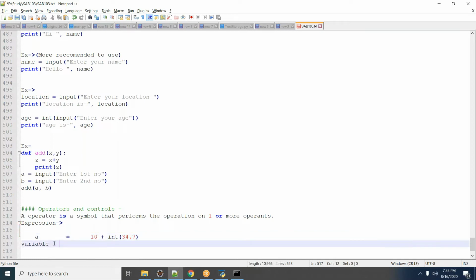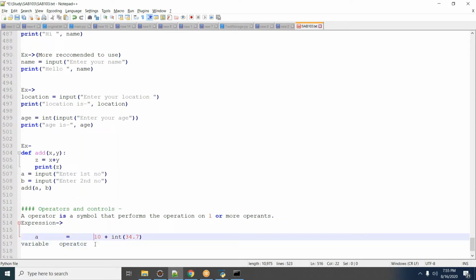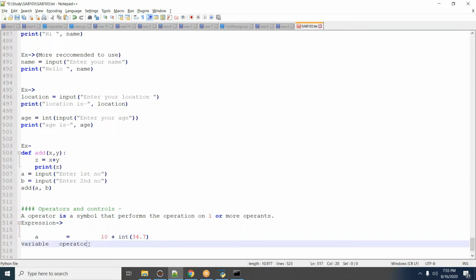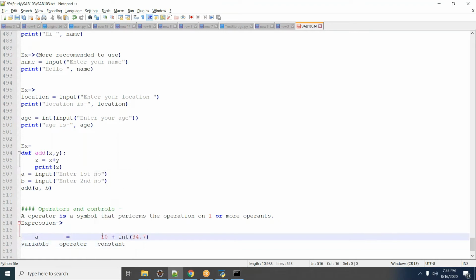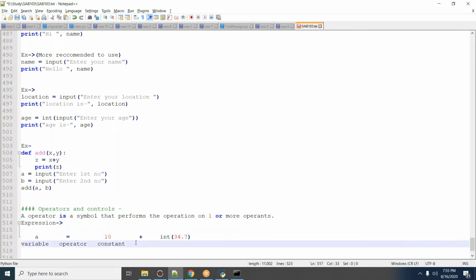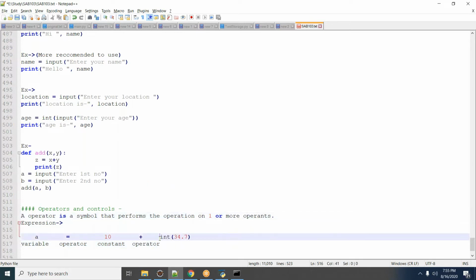Equal to is an operator. Now what is 10 here? 10 is a constant. Constant means this is a fixed number. You cannot change it; 10 will always be 10. It will not be sometimes 10, sometimes 12. Then plus is again an operator.